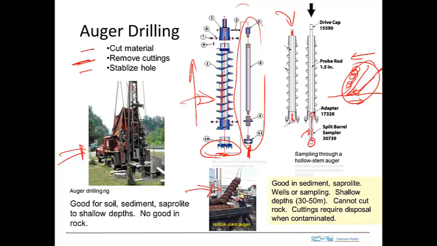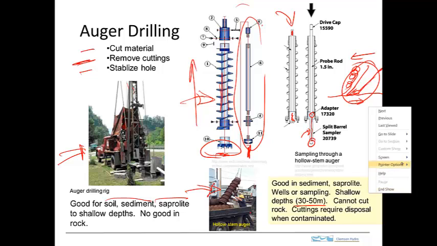One thing too that I should point out, that it should be fairly clear that this is good for soils and sediments and saprolites, material that can be cut using this shearing process. So that'll be a restriction. There's relatively shallow depth limitations. I say over here probably 30 to 50 meters depth would be about as deep as you would want to go. So I think that's most of what I want to say about this.